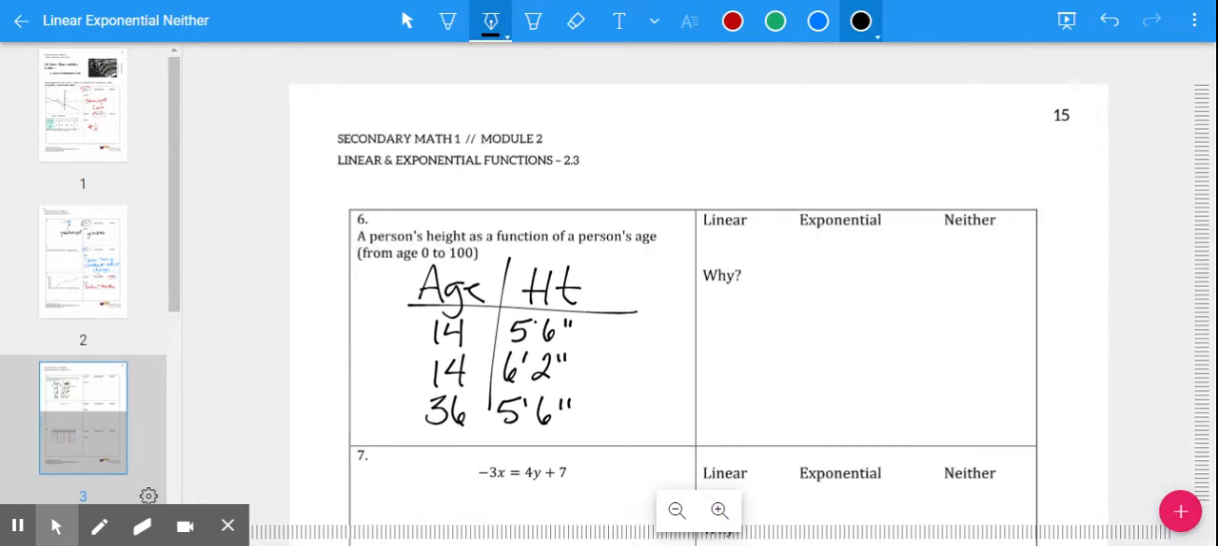You could also have people that have genetic conditions that keep them from growing above a certain height, or you could have genetic conditions that make you incredibly tall, no matter your age. So there is no relationship between age and height. So this one is neither. No relationship.